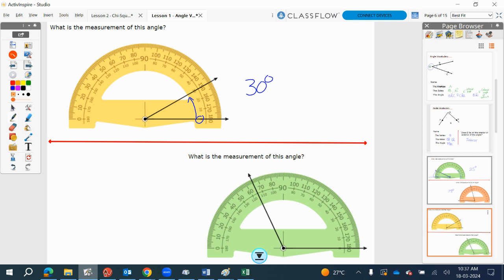Oh, 115. Got to be careful. We're starting here. We're scrolling round in this direction. There's 110. 115. Look, there's 110. So the angle is less than 120. So it's between 110 and 120. This is at 115.